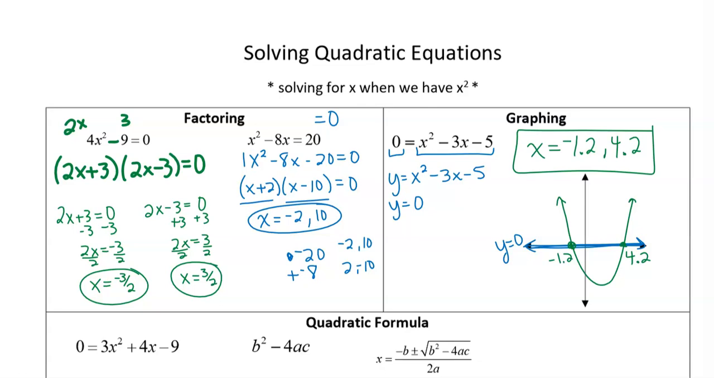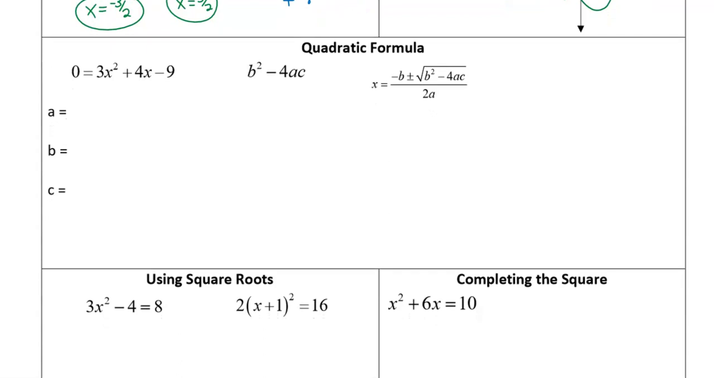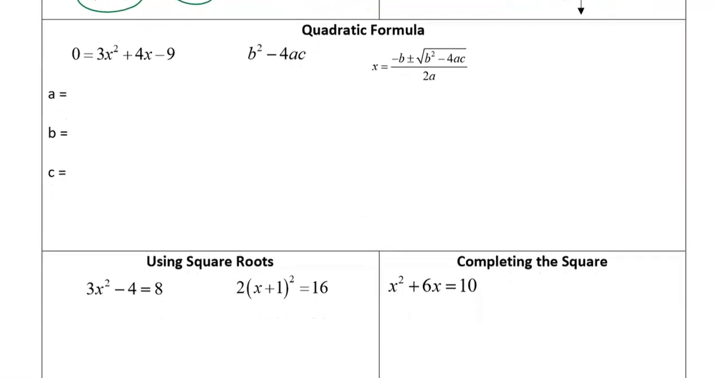Going to go to the quadratic formula. So in the quadratic formula, we want to be sure first that we do have our equation equal to 0, which we do. We want to identify A, B, and C. A is the coefficient of x squared, B is the coefficient of x, and C is the constant term. And remember, I always have you find the discriminant first.